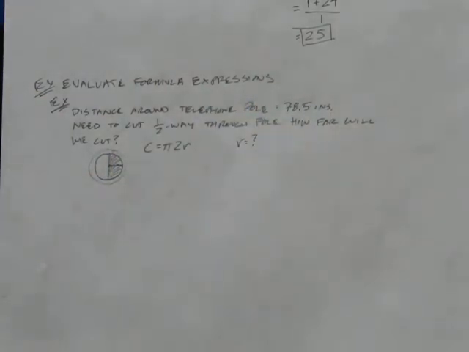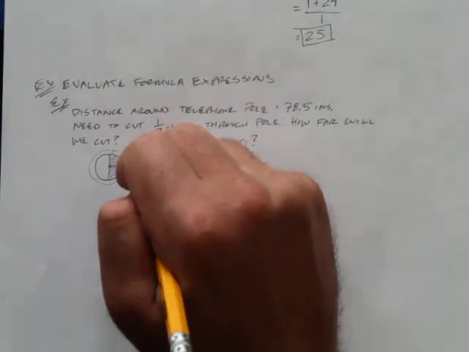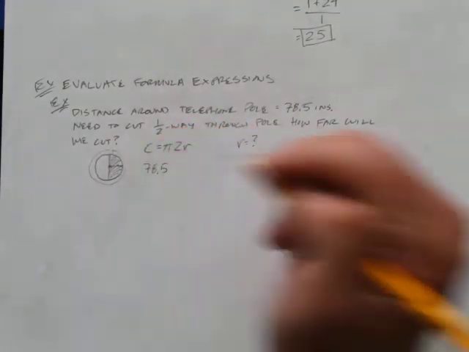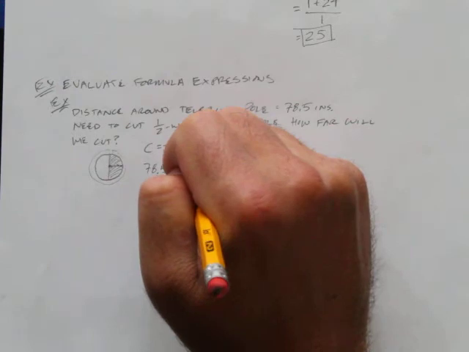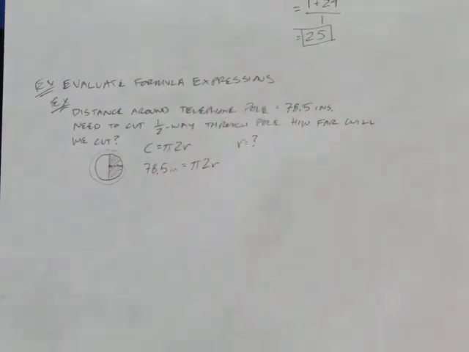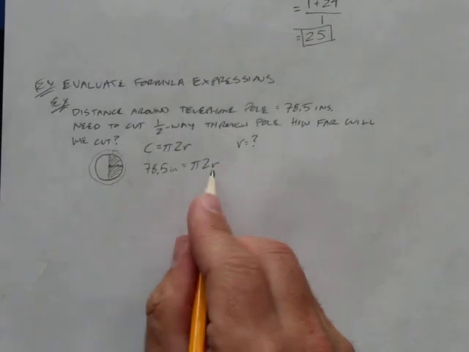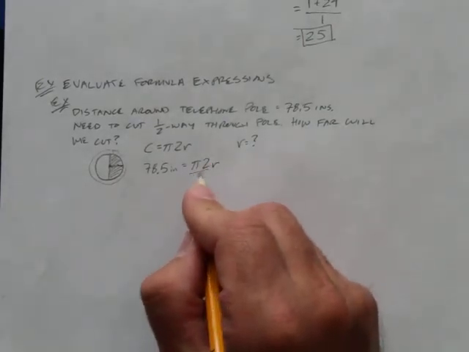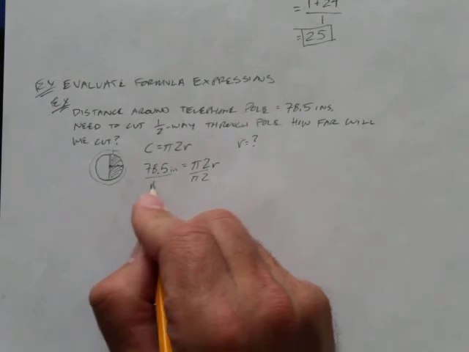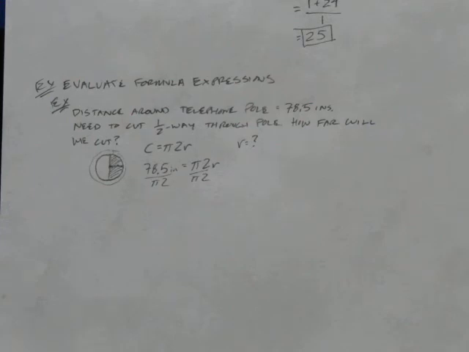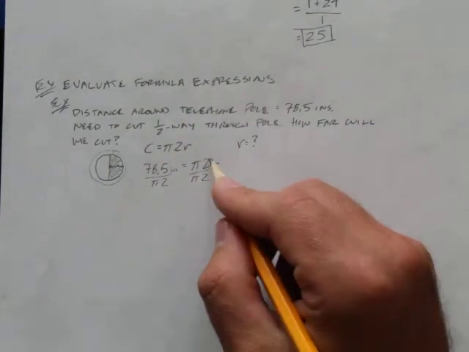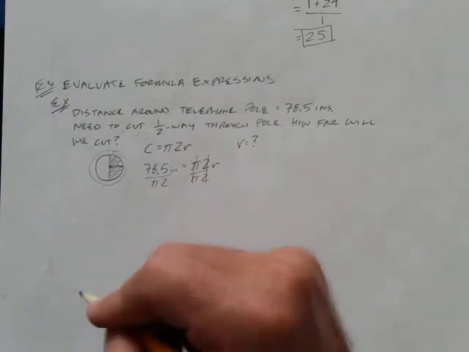All right, now that we got that straightened out, let's see if we can figure out what the radius is here. The circumference is 78.5 inches, and we know that equals pi times 2r, or pi times diameter. So I've got to solve for r. I'm going to divide both sides by pi times 2, and then I end up with r all by itself, right? What I do to one side, I do to the other. These 2's and pi's go away, and now they're under here.